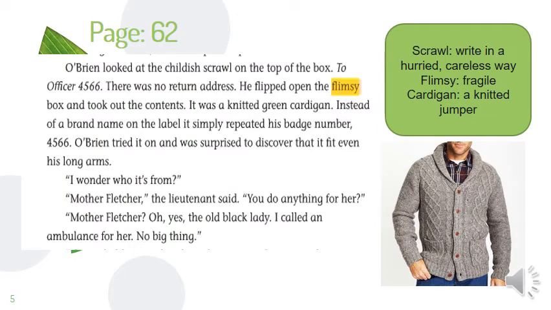O'Brien looked. Yes, the correct pronunciation of this name is O'Brien. O'Brien looked at the childish scrawl. A scrawl means to write in a hurried, careless way. On the top of the box, it means that the little girl is the one who wrote the address to officer 4566. There was no return address.